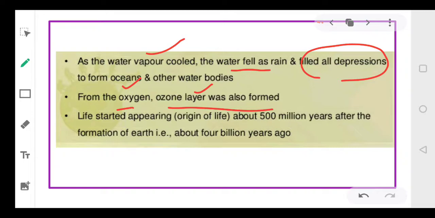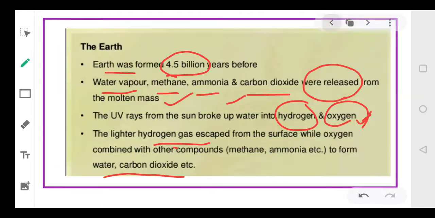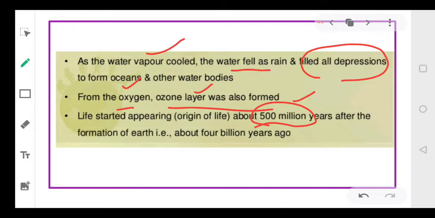Right? From the oxygen, which layer was formed? Ozone layer was formed. And the life started appearing around 500 million years ago. So your Earth was formed around 4.5 billion years ago, and life only started appearing about 500 million years ago, after the formation of the Earth. Okay, so life originated approximately 500 million years after the formation of the Earth.